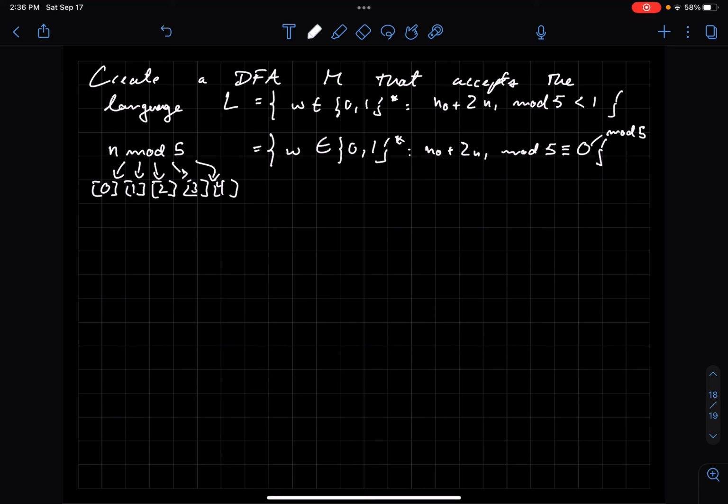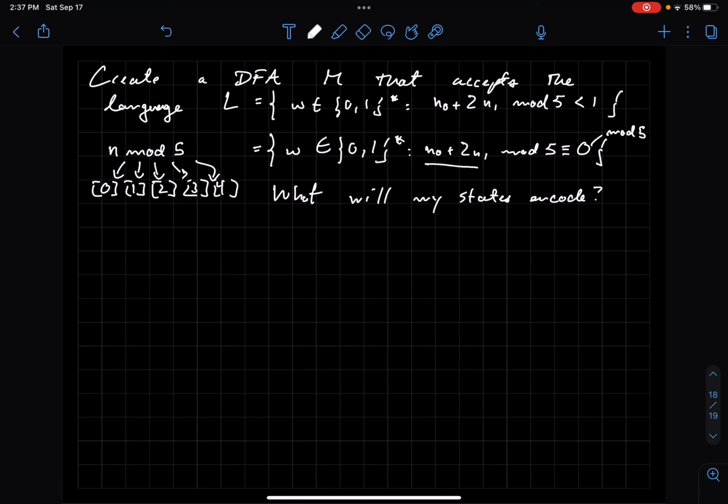Okay, so what's the idea here? Because this is actually quite a complicated expression, right? But really the states don't actually care about this operation, this function. They only care about encoding some piece of information. So what will my states encode? What can my states encode that's useful to creating a machine that accepts this language?